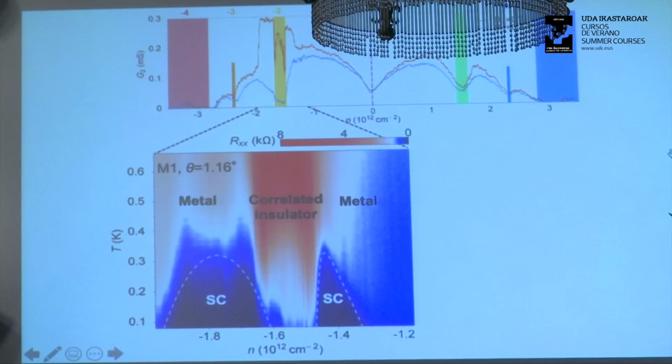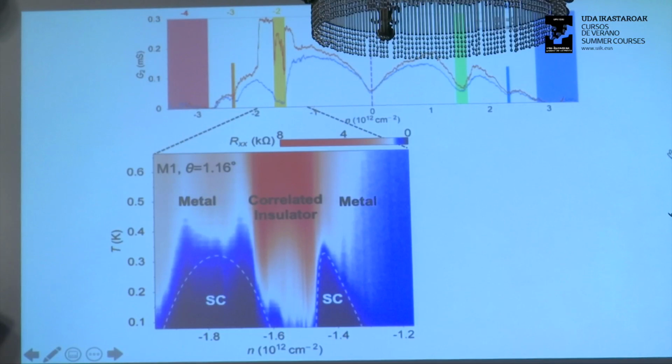The nice thing is we can park our gate voltage in this region and now measure the resistance as a function of temperature and gate voltage continuously. What you can see is that for two holes per moiré unit cell, we have this correlated insulating behavior. If we add a few extra holes, we have a superconducting dome. If we remove a few holes, or we add a few electrons with respect to the correlated insulating state for holes, we have another superconducting dome.